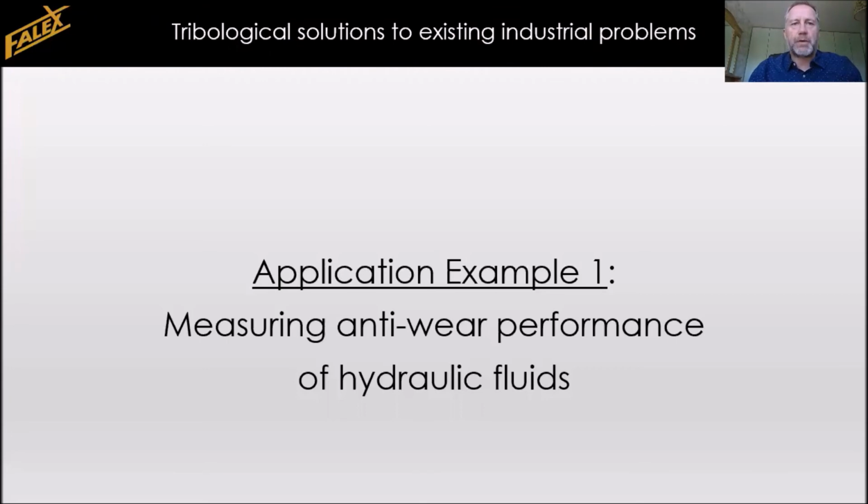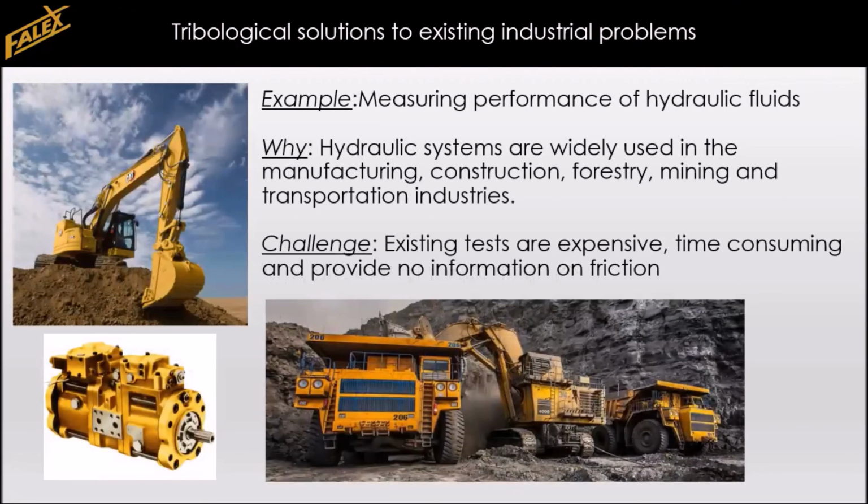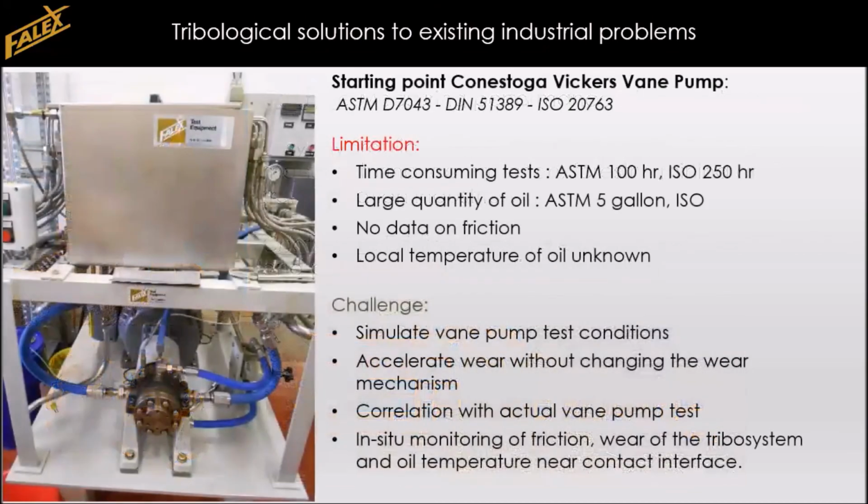The first example we're going to discuss has to do with measuring the anti-wear performance of hydraulic fluids. Now, hydraulic fluids are used in a lot of heavy equipment for power transmission. Fluids need to be pressurized by a pump, and a certain measure of anti-wear property of the hydraulic fluid is necessary to protect the pump. Now, the challenge is that there exists a component test for evaluating this, but this component test is quite expensive and time-consuming, and it provides little information on friction.